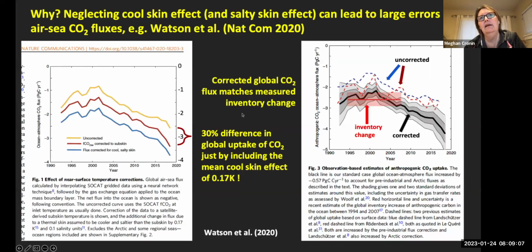When they did that, this black line shows the corrected fluxes over this 20-year time series, and they can then compare that to the estimate based upon inventory change. That's the red line. And you can see that it matches much better than the uncorrected values. So that's really huge. And that's just taking into consideration the cool skin, not the warm layer, but the cool skin.